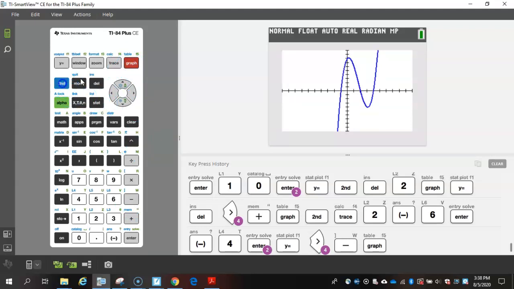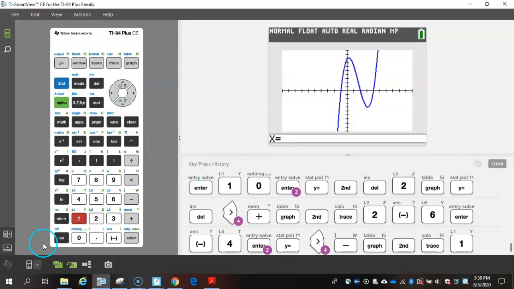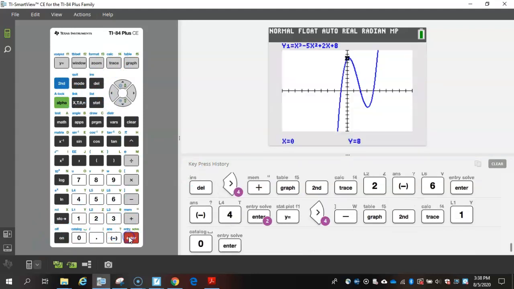So now we can find our y-intercept. Second trace, go into value. This value must be 0. And it's set. Now here, it also looks like I could have just counted. But just to double check, when x is 0, y is 8.